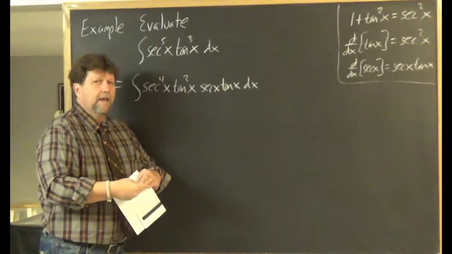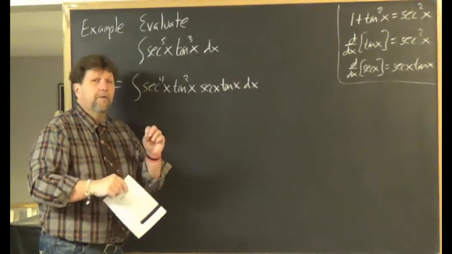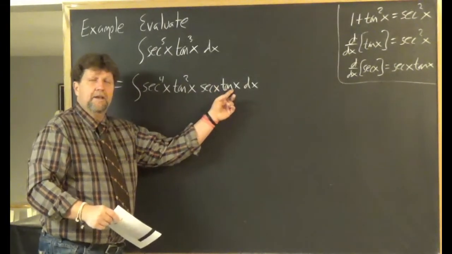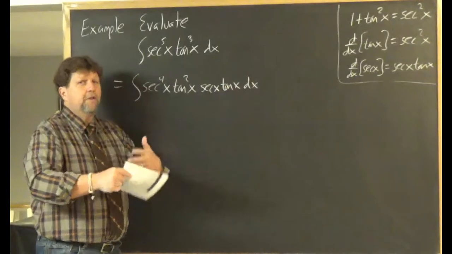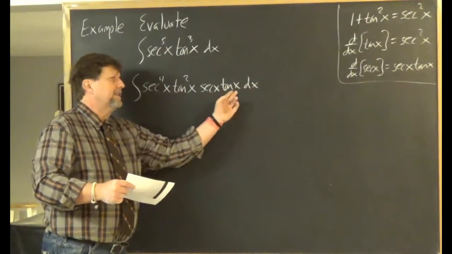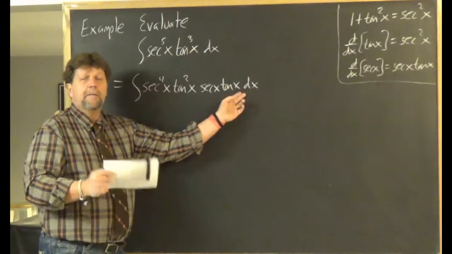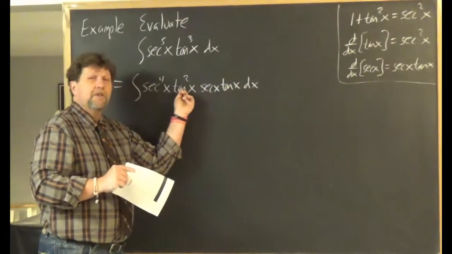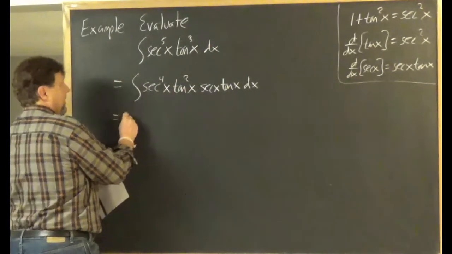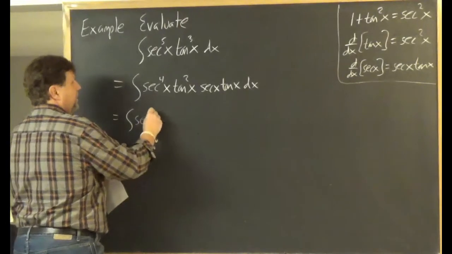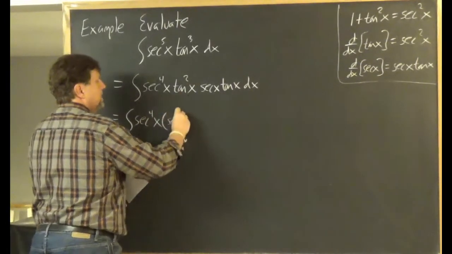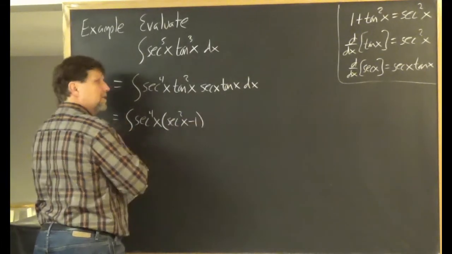Starting to see what my next step and the step after that are, I'm starting to see how I can finish the problem. I know the derivative of secant is secant tangent. So if I make a u substitution for a secant in here, du will take care of the secant x tangent x dx. So all I have to do is, using the Pythagorean identity, turn the tangent squared into secant squared x minus 1.